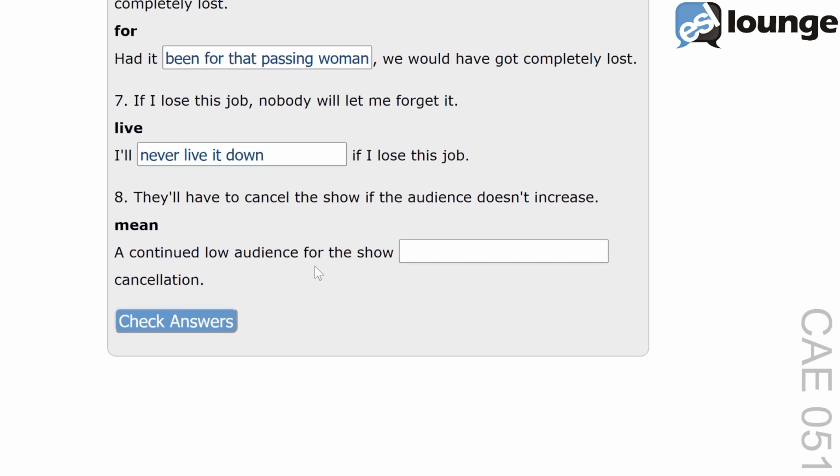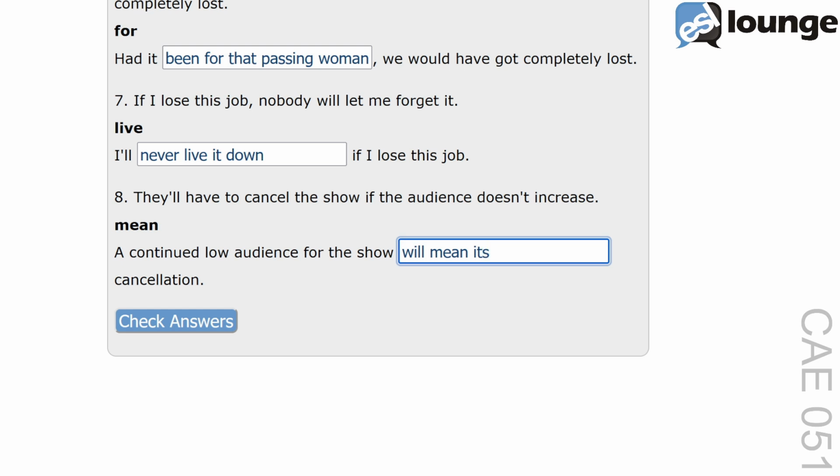Finally, question number 8. The original sentence is, they'll have to cancel the show if the audience doesn't increase. The keyword is mean. And the second sentence is, a continued low audience for the show, blank, cancellation. The correct answer is, a continued low audience for the show will mean its cancellation.